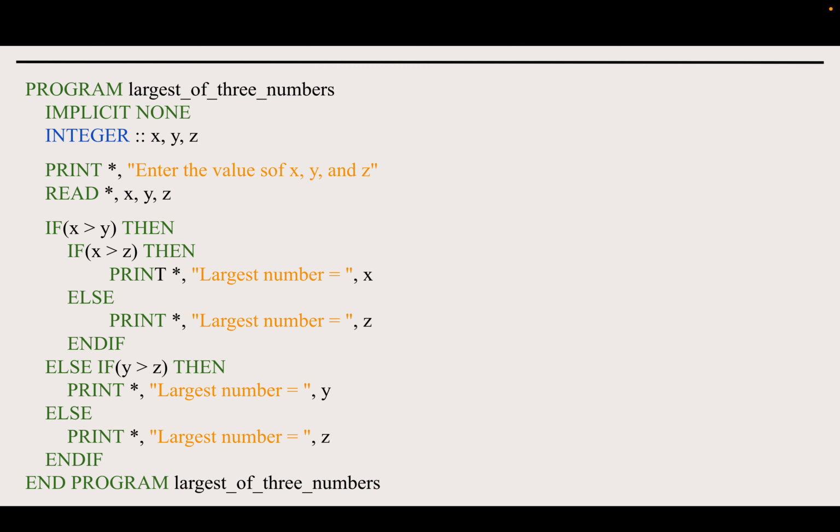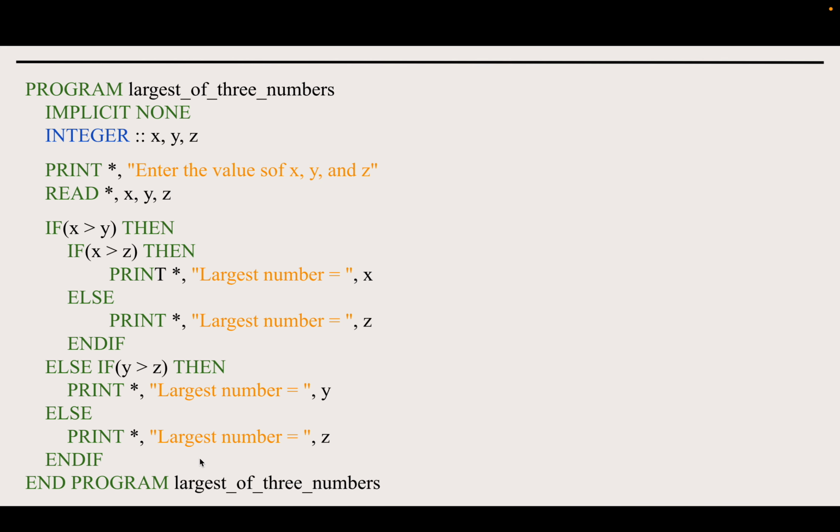This way we can come to the conclusion of which number is the largest among any three numbers, and then we close our program. So yeah, this much for today. You can also try to execute this program and see which number is your largest number and which is your smallest, and this way you can do.